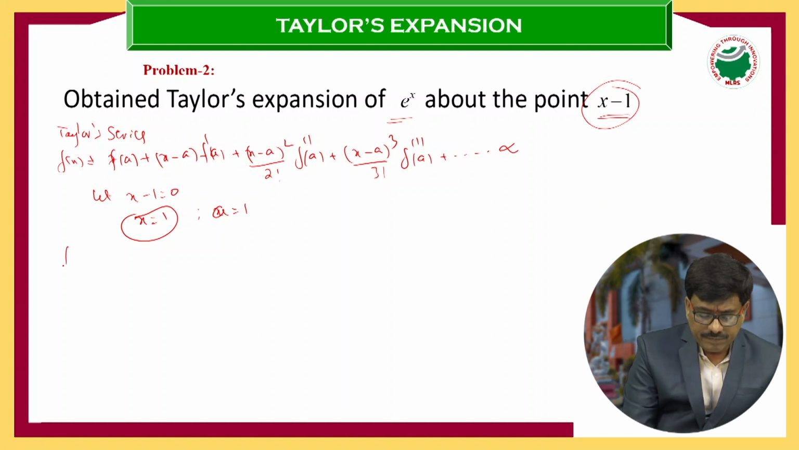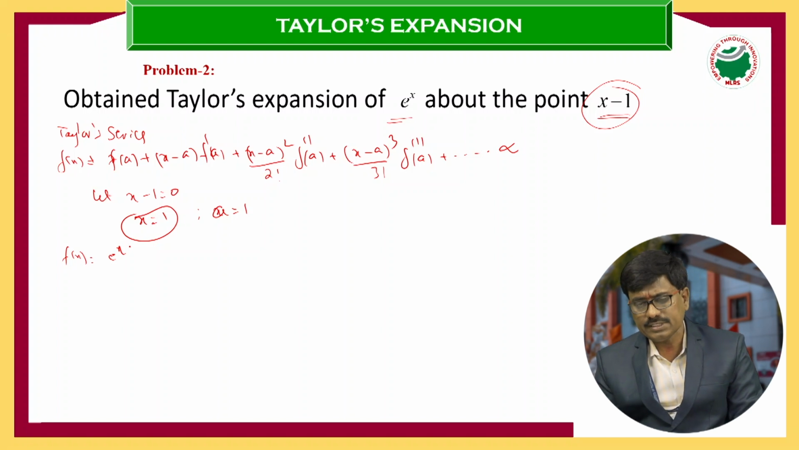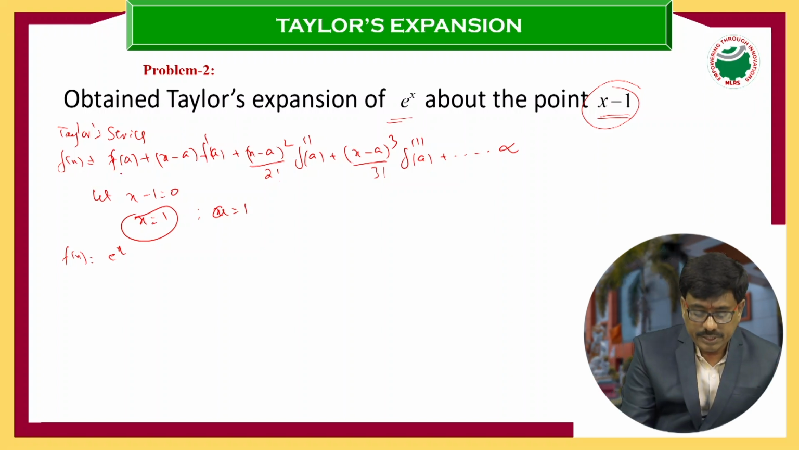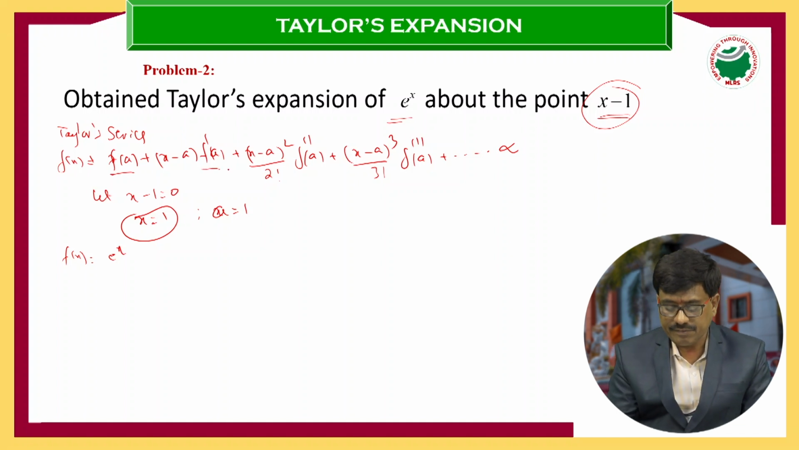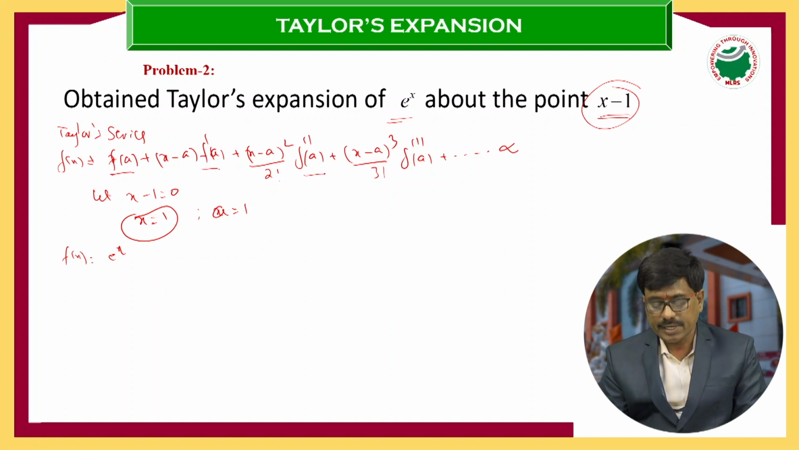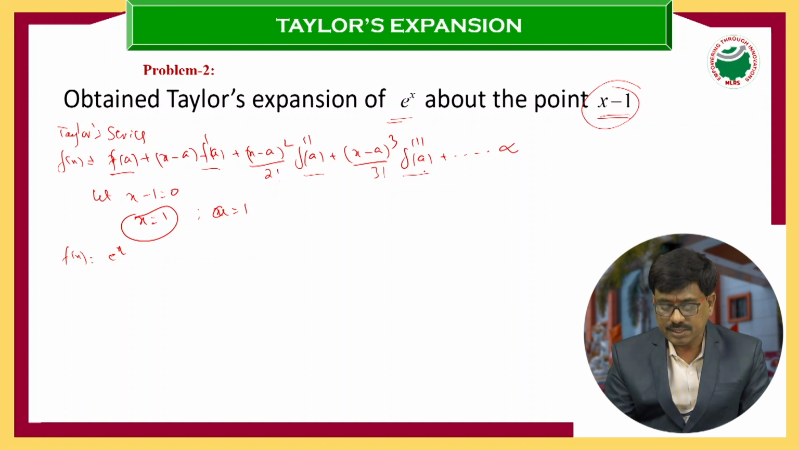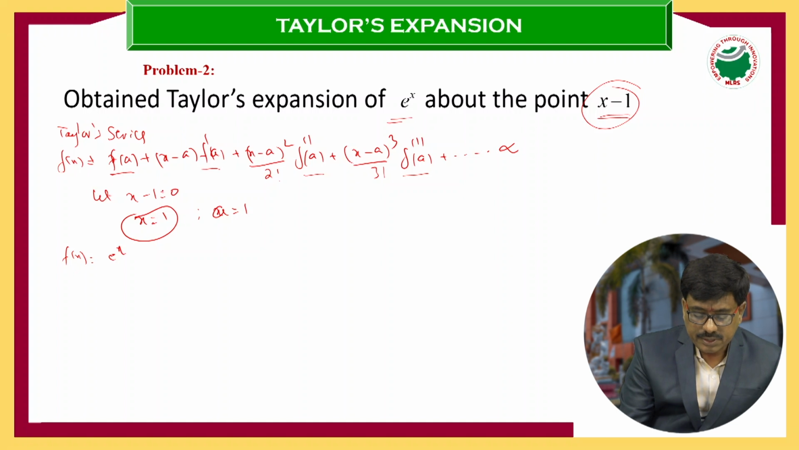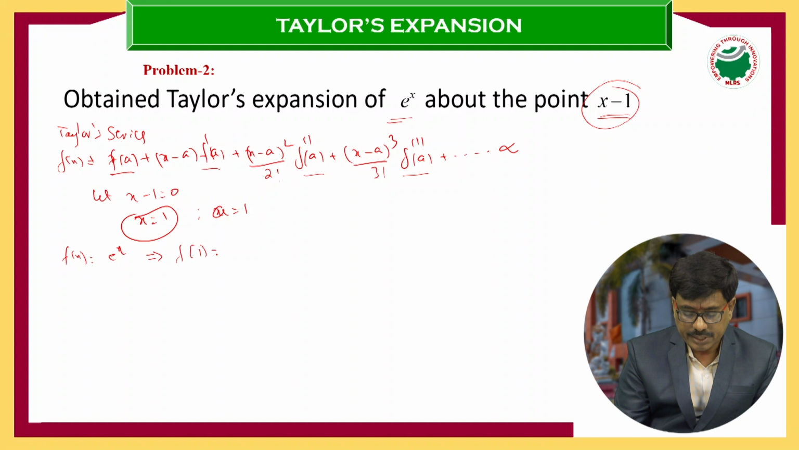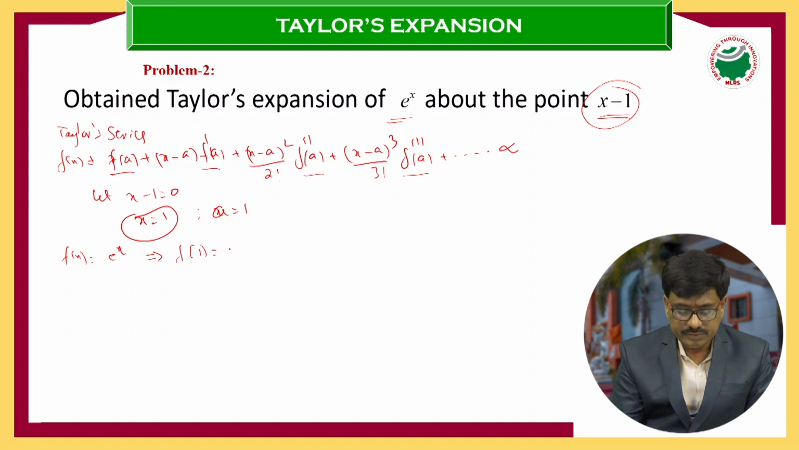Okay, let us take the function. What is the function given? f of x equals e power x. Now we need to calculate f of a, f dash of a, f double dash of a, and f triple dash of a for this function. Let us calculate f of a. We are just going to substitute a replaced by 1, which is e power 1, that is e.